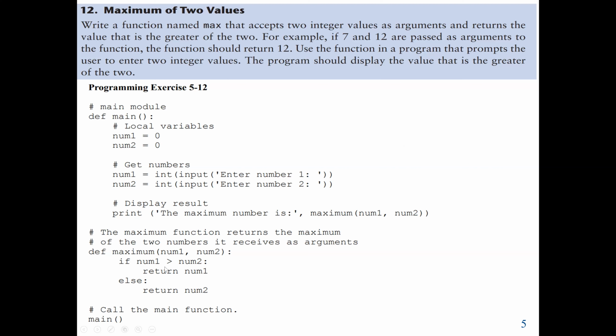So we check if num1 is greater than num2, no. So we are not going to return num1, but we return num2. So this code here always returns the maximum value. Let's say num1 is 10 and num2 is 20, then this condition will be false. Is 10 greater than 20? No, false. So we are going to return num2, which is the 20.